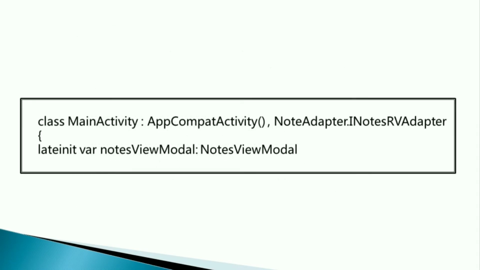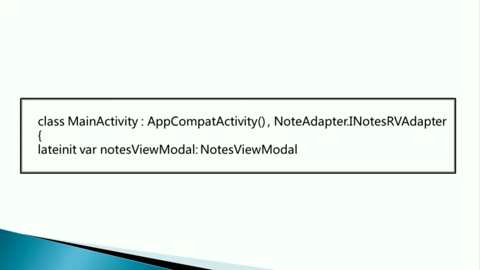We are declaring class mainActivity. This class is extending class AppCompactActivity. It is base class for creating activities that wish to use newer platform features on older Android devices. Also, we are implementing interface iNotesRV defined in the class NoteAdapter. Next, we are starting class definition.